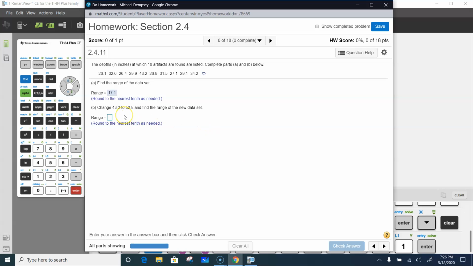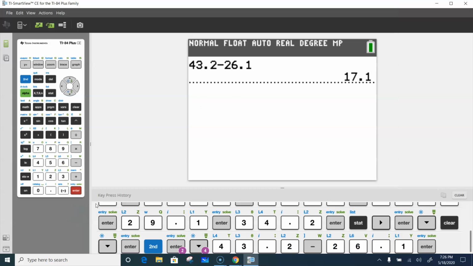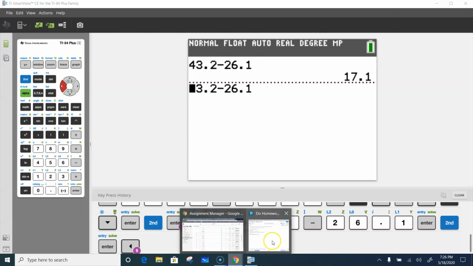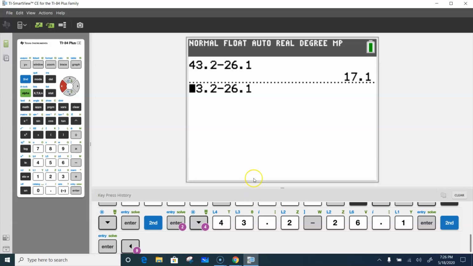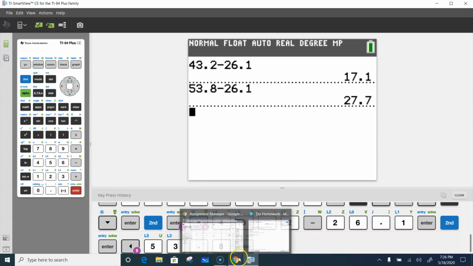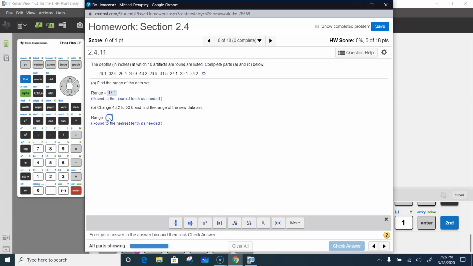So change 43.2 to 53.8 and find the range. Well, I'm going to change the 43.2, and there's a little trick on the calculator if I haven't shown this to you yet. Second Enter brings back up the last command that I just put in. So now I can conveniently slide over here and follow those directions. Change it to 53.8, no problem. And now we find the new range, 27.7. And check answer.